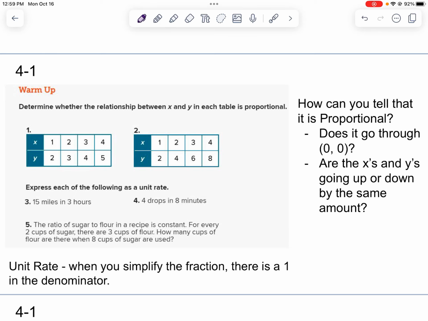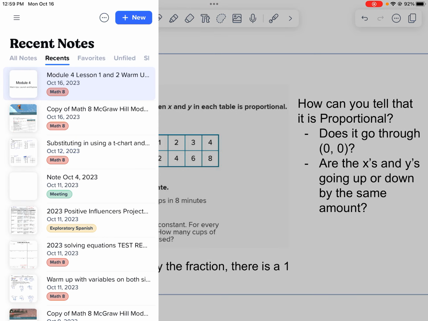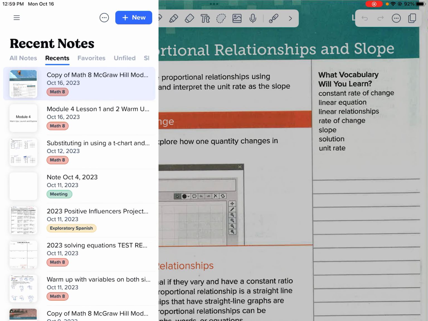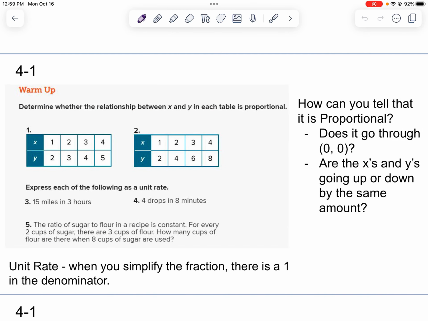We're in 4-1, proportional relationships and slope. But I want to do a warm-up first to get us back to remembering what proportional relationships are and what unit rate is.